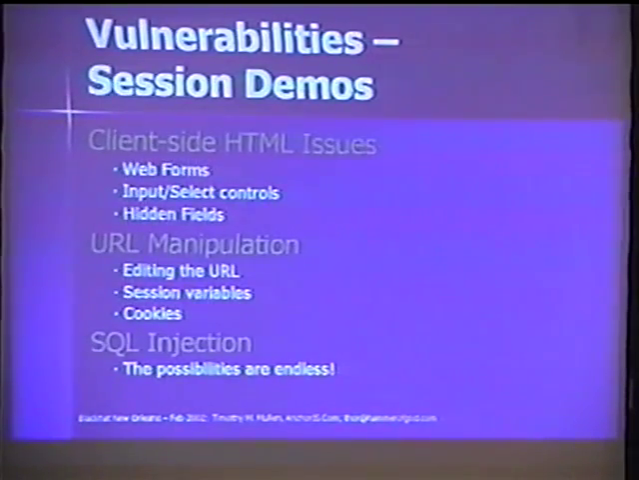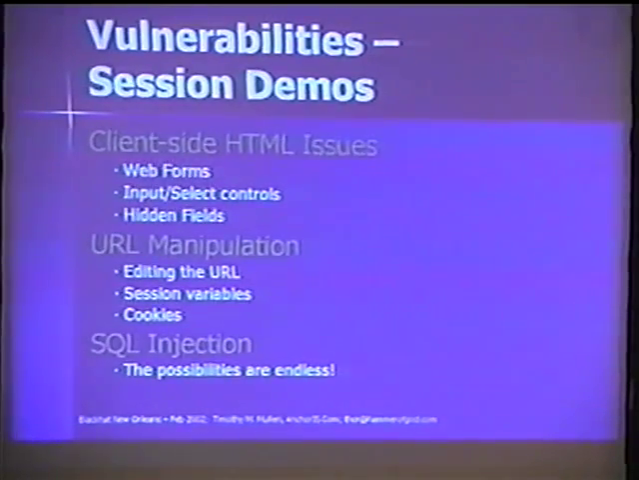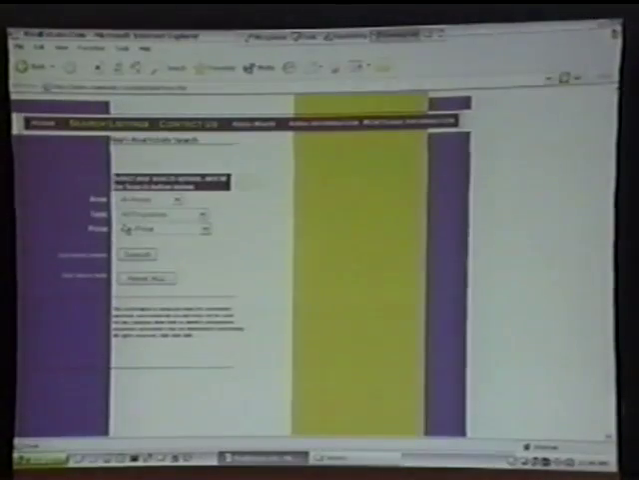In this case, what we're going to do is provide the user with the ability to pull up listings, meaning they want to search for homes to buy.